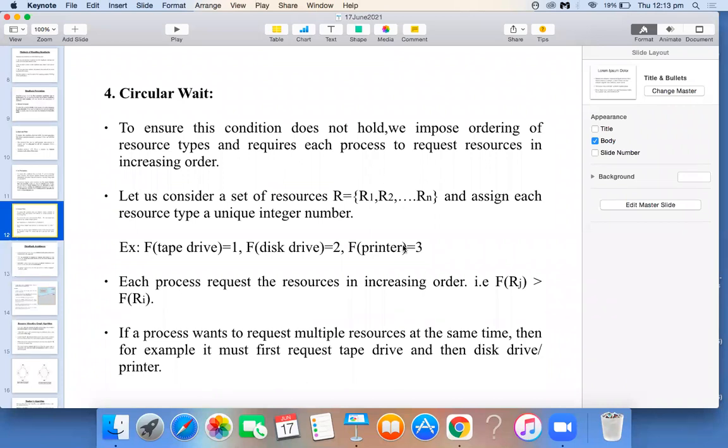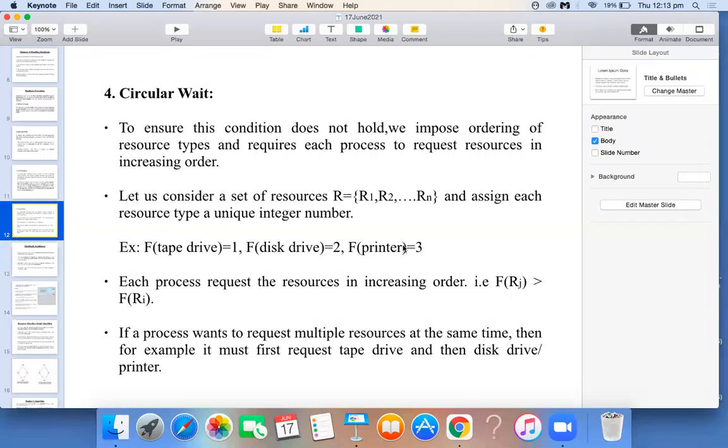Okay, if we maintain this order, then circular waiting will not exist. That's how you can avoid circular waiting in your system. So by using these four methods, you can prevent the system from entering the deadlock state, right? So these were the last class topics which I have discussed.